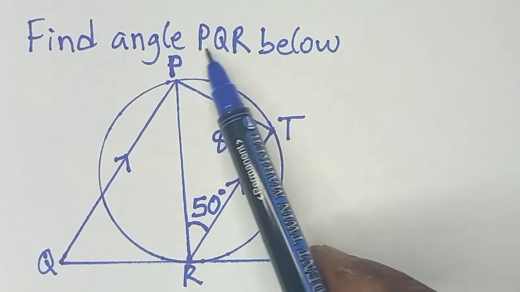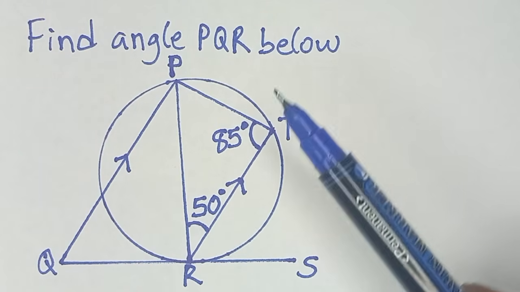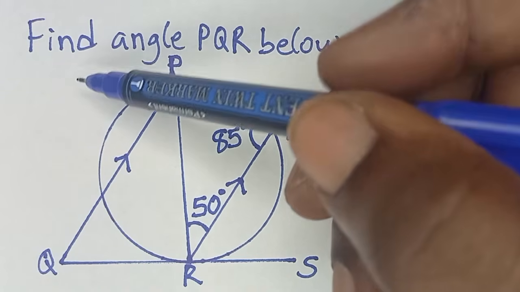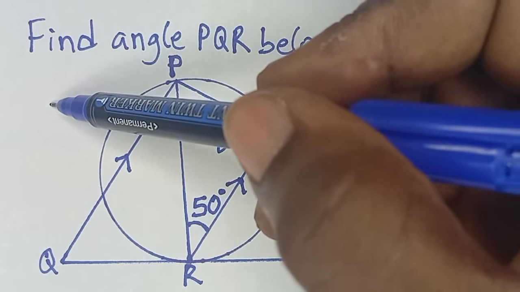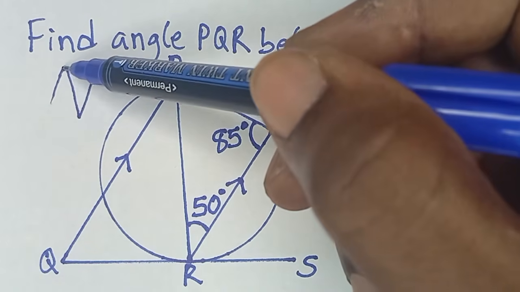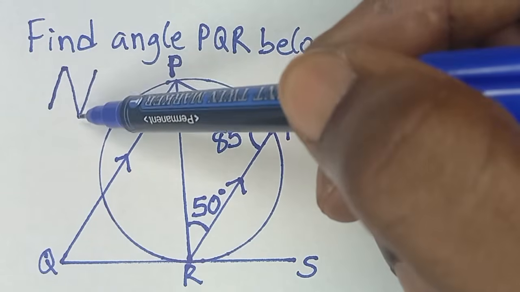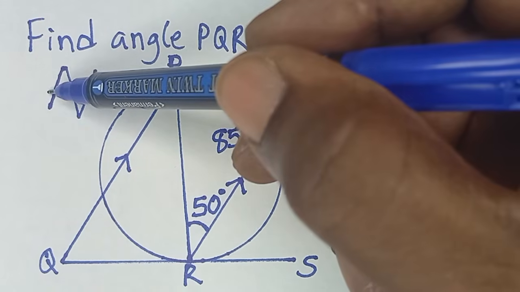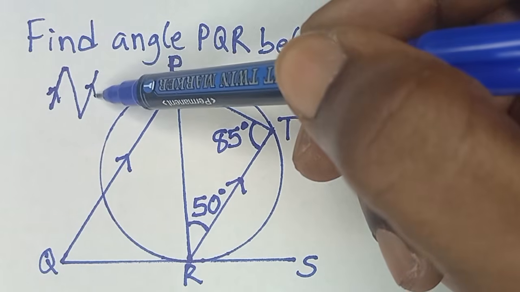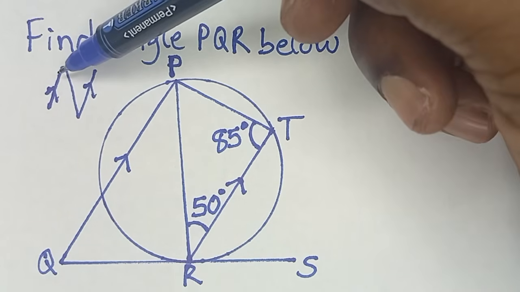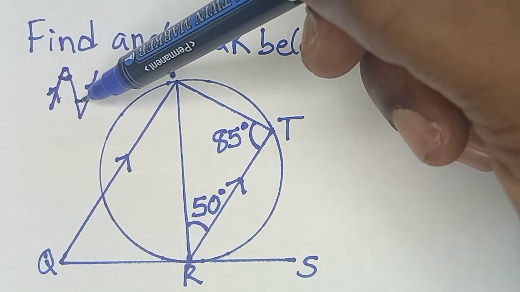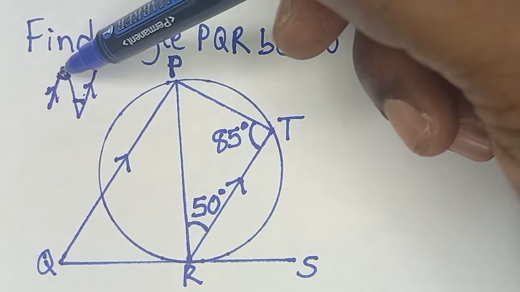Find angle PQR below. Now, I would like to make a small illustration as we start. Look at this shape. This is like a Z shape, right? Z in this form. Now, if you have a line like this, parallel to another line like this, then the angles at the elbow point here, along with the angle at this elbow point, are alternate angles.